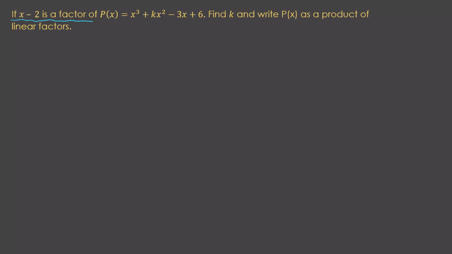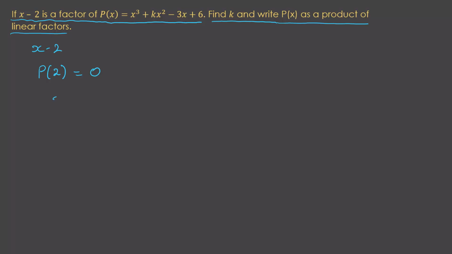If x minus 2 is a factor of p of x, which is given here, find the value of k and write p of x as a product of linear factors. So if we know that x minus 2 is a factor, that means that we know that p of 2, remember 2 is the value that makes x minus 2 zero, is going to be equal to 0.